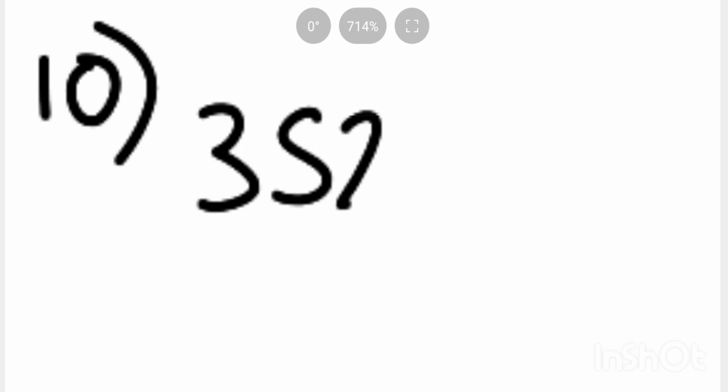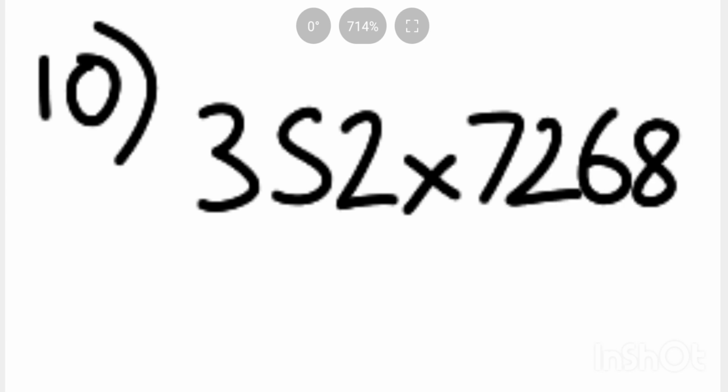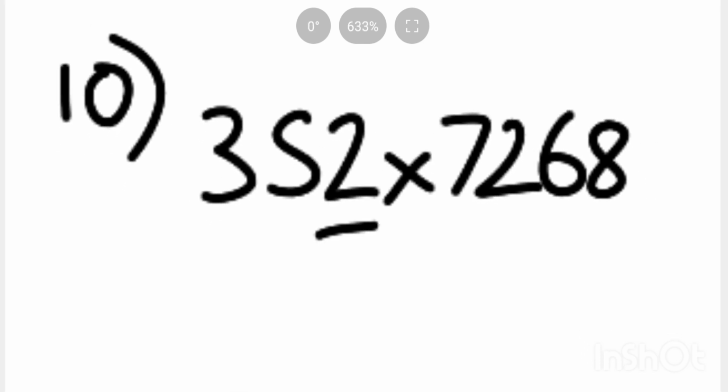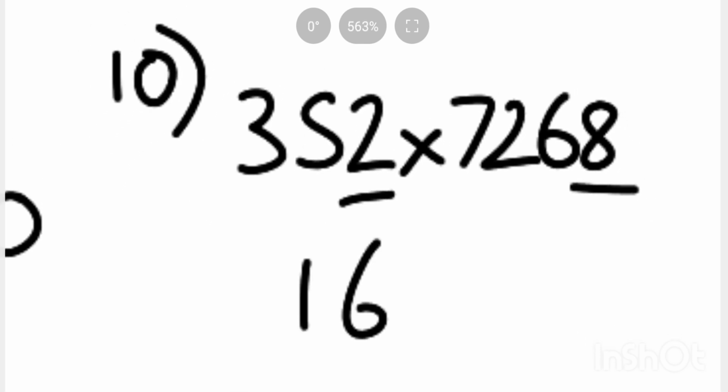Question 10. Pavel uses his calculator to work out 352 times 7,268. Circle the last digit. So 2 times 8 gives you 16. You'd carry the 1 over in the calculation, so you're left with 6. So 6 is the answer.